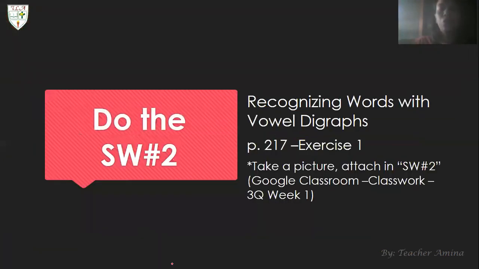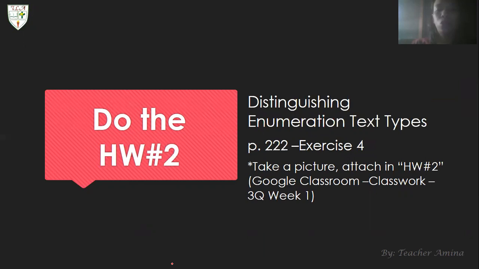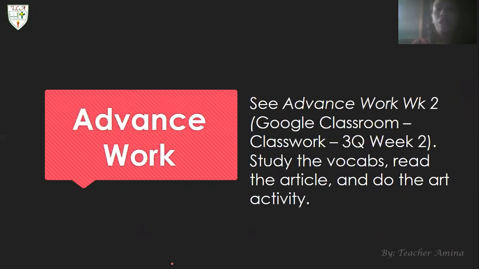Okay, so for your seat work, do page 217, exercise 1, about recognizing words with vowel digraphs. Do the next seat work on page 219, exercise 3B, about making headings for paragraphs. And for your homework, do page 222, exercise 4, about distinguishing enumeration text types. Okay, for your advanced work, it will be posted on 3Q week 2 on Thursday or Friday.